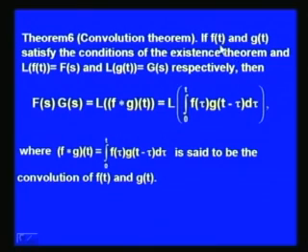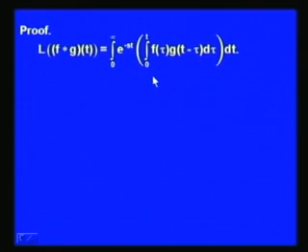Let us assume that L of f(t) is F(s), L of g(t) is G(s), and f(t) and g(t) satisfy the conditions of the existence theorem. Then we see that F(s) into G(s), the product of the Laplace transforms of f(t) and g(t), is nothing but the Laplace transform of the convolution of f and g, that is f star g at t, and f star g at t is by definition integral 0 to t f(tau) g(t minus tau) d tau. This f star g is said to be the convolution of f(t) and g(t). Let us look at the proof of this theorem.